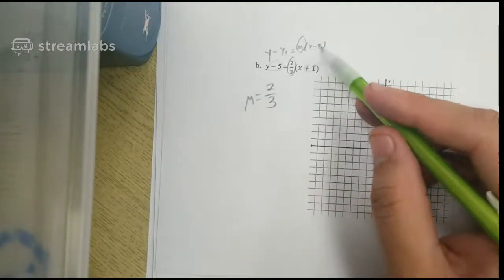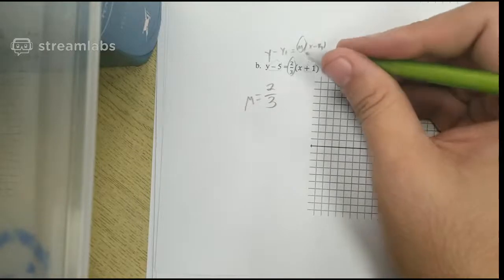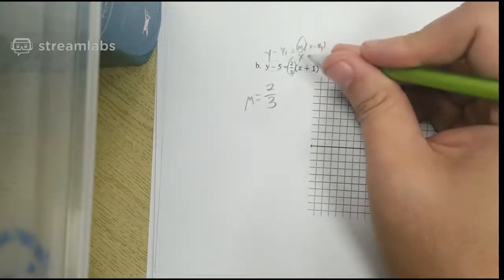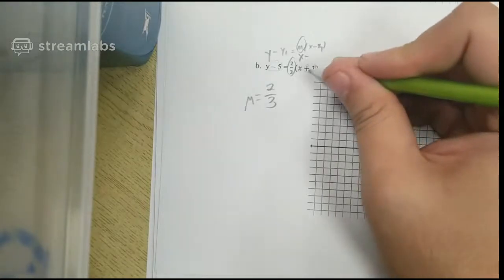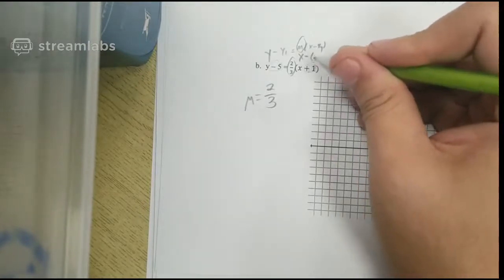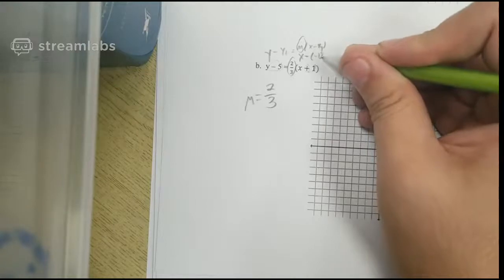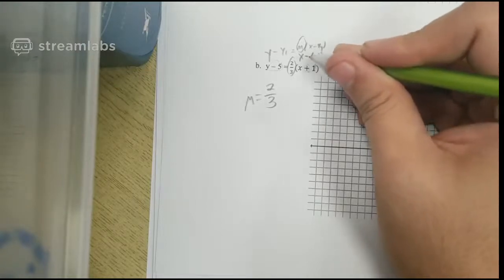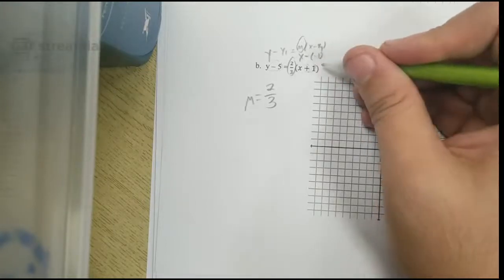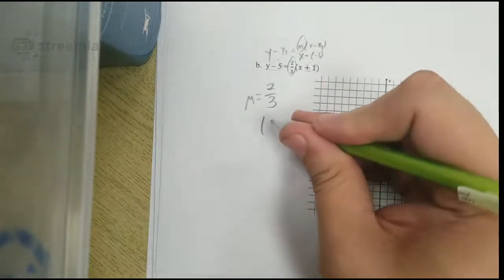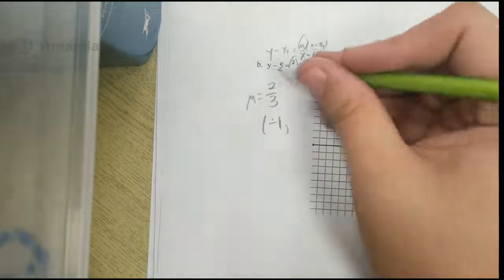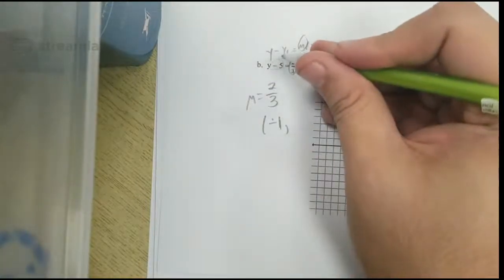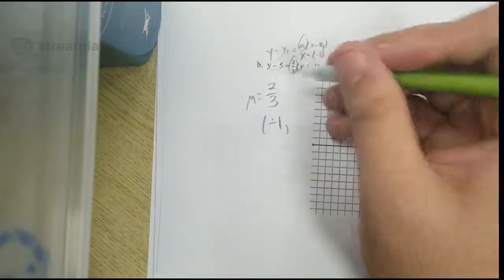So x minus x1. Now let's think about it a little bit. The original question is minus. So for this to be a plus sign right here, this had to be a -1, or it would be just x minus 1 if it was a positive 1. So our first point is -1 for our x. And our y is y minus 5, so that must be y minus positive 5.